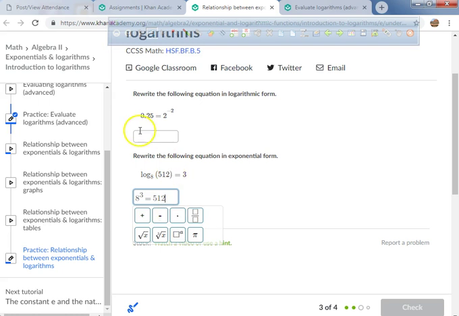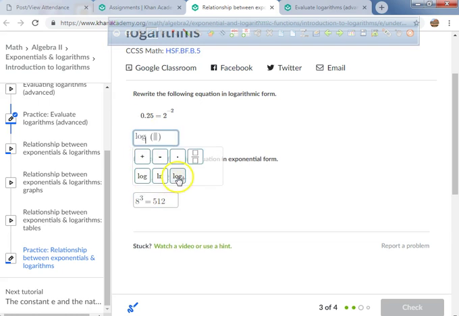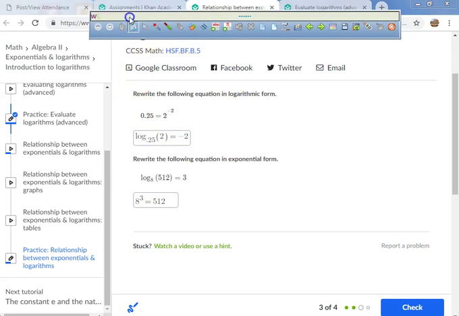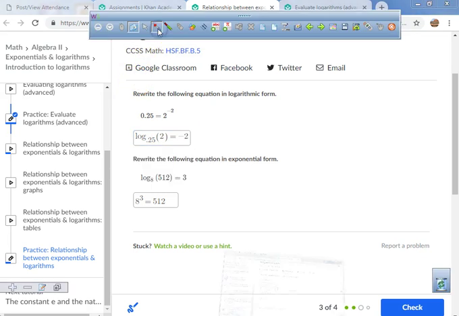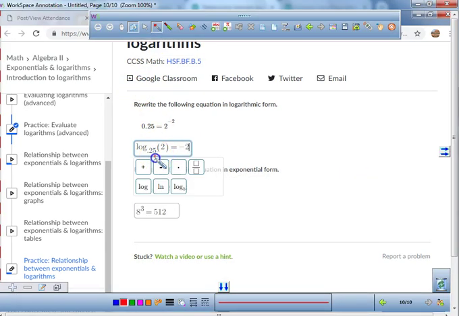512. This one, I'm going to type in log. And what's our base that I'm going to type in there? A 0.25. Okay. And then I'm going to put a 2 right there. I'm going to hit a right arrow and put equals negative 2. Now, if you wanted to check this before you hit enter, how could you check it? Does 0.25 raised to the power of negative 2 equal a 2?